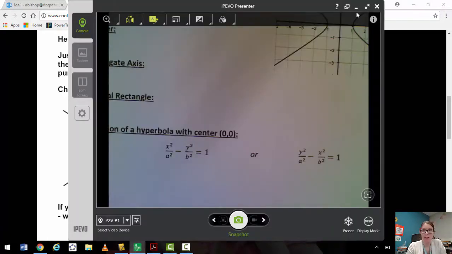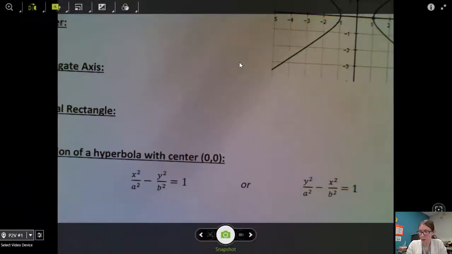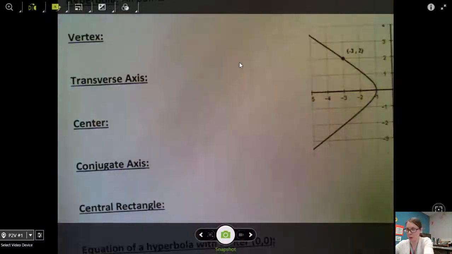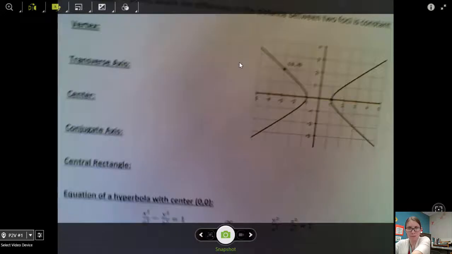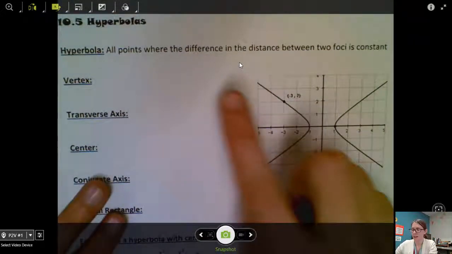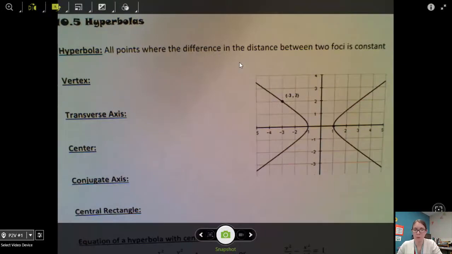So that leads us to, again, a decent bit of vocabulary, kind of like with ellipses. There's a lot of vocab that goes along with hyperbolas. And it just says at the top here, again, a hyperbola, the difference in the distance between the foci is constant. And again, that kind of goes back with what that animation just showed.